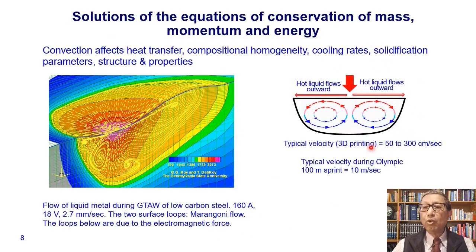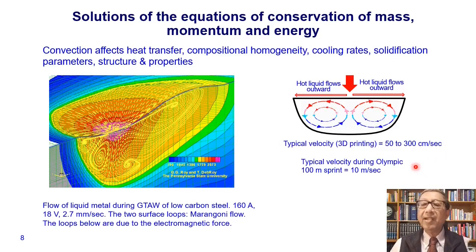This figure shows a transverse cross-section, a cross-section perpendicular to the direction of motion of the heat source. And what we see is that liquid metal flows from the middle of the pool to the rim, turns around and goes back. So a temperature field and velocity field is established both during welding as well as during additive manufacturing. Typical velocity in the additive manufacturing pool is between 50 and 300 centimeters per second.